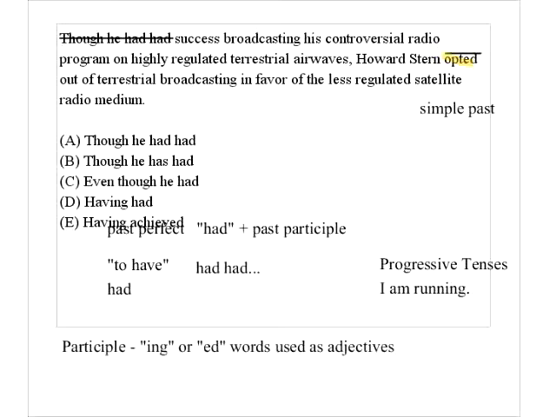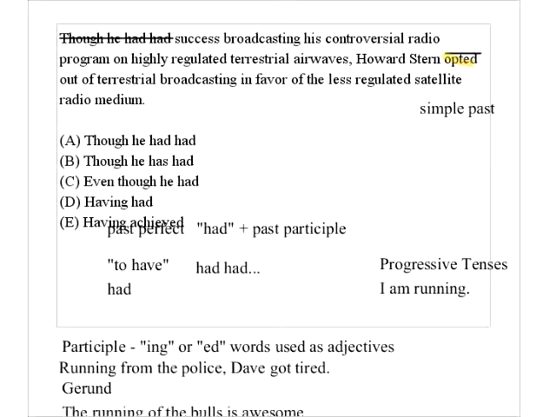Okay. So by using it as an adjective, Jason, what I mean is it's a modifier. So do you see how here, if I said having had success, who, right? That's modifying somebody. It would be like running from the police, Dave got tired, right? So running from the police is modifying Dave. We call that a participle. ing words can also be gerunds, so you have to be a little bit careful. Very good, NS, whatever NS stands for. So in other words, the running of the bulls is awesome. The running is a noun. We call that a gerund. So when it's a noun. Okay? Progressive tenses are formed using the participle. So I am running.